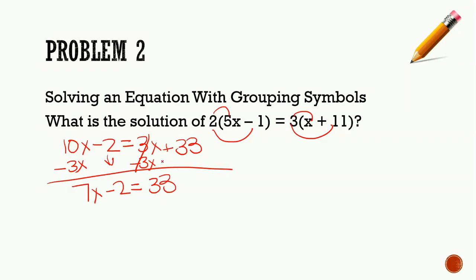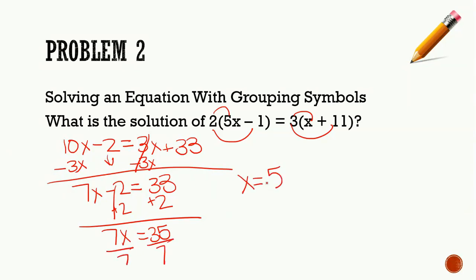Let's get that negative 2 to the other side. So I'm going to do the opposite of subtraction, which is addition. I'm going to add 2 to both sides. I'm left with 7x. Those are going to cancel. 33 plus 2, well, that's 35. And now it becomes a really easy problem, right? Divide by 7. x equals just 5. Not too bad, right? It's pretty easy. It just kind of depends on how you look at it.